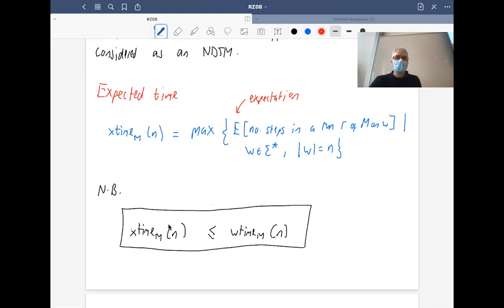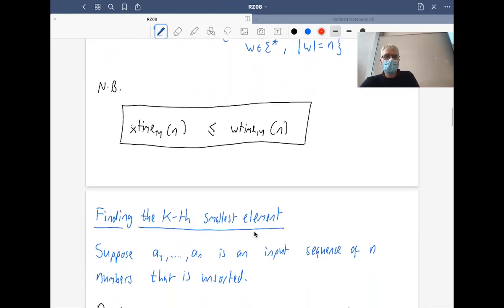And it's rather easy to show that the expected runtime is always less than or equal to the worst case runtime, because if the worst case runtime is finite, then the expected runtime is obtained by averaging lots of runtimes, of which this is the maximum one. So this average is definitely going to be less than or equal to the upper bound of the things we're averaging.